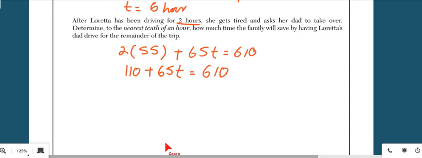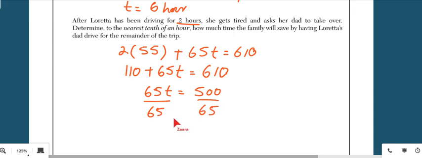Now let us subtract 110 from both sides of the equation. I will get 65t equals 610 minus 110, that would be 500, right? 500. Okay, now let us divide both sides by 65. By doing that, I will get t equals, it's around 7.7 to the nearest tenth.